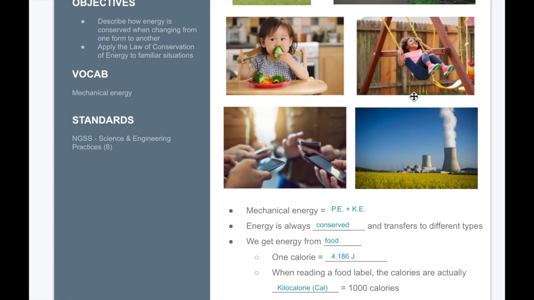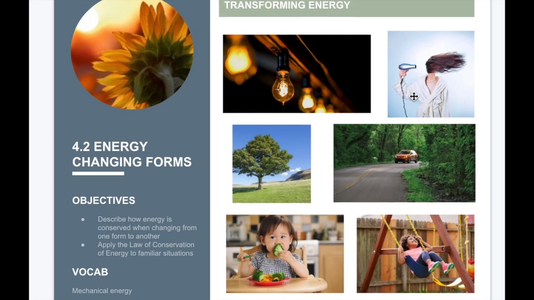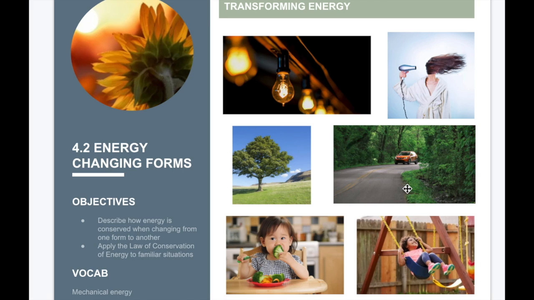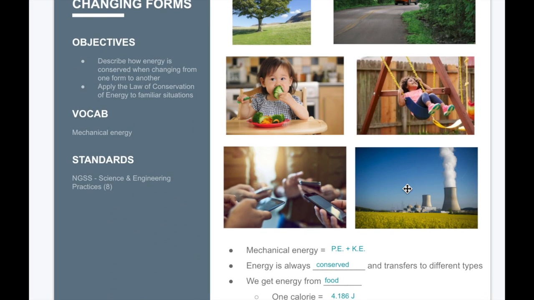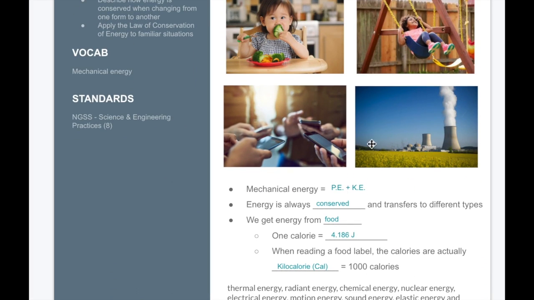Okay, so those are just some examples of the different ways. There could have been multiple answers for each of these. So it's just important to note that none of the energy is lost, it's just converted into something else.